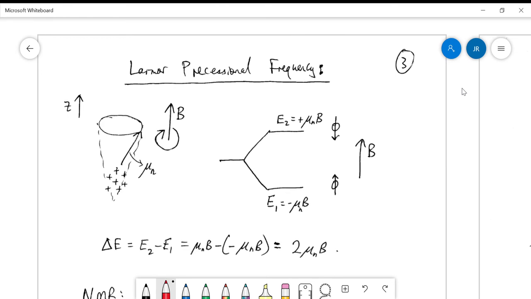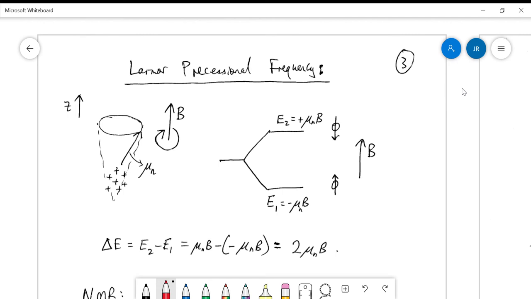But the Larmor precessional frequency. This is at the heart of resonance imaging, not only in organic chemistry but in medicinal applications of physics thereafter. So let's have a look.